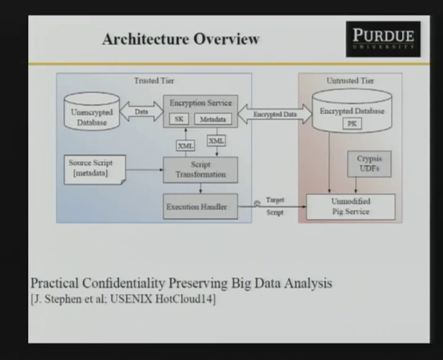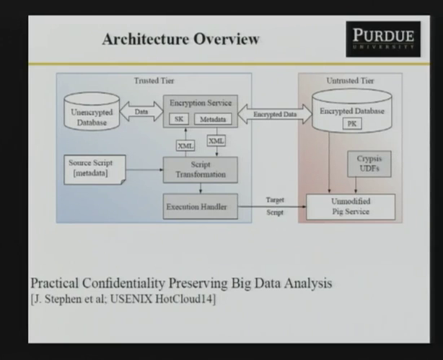Well, the user submits a source script. This is a script that operates on plain text data. And the first thing we need to do is transform this script so that it operates on encrypted data. So this script is submitted to our script transformation module, and it communicates with our encryption scheme module so that it performs the necessary transformations.